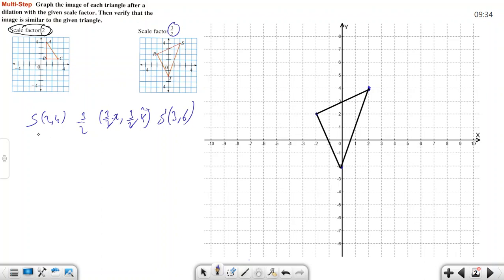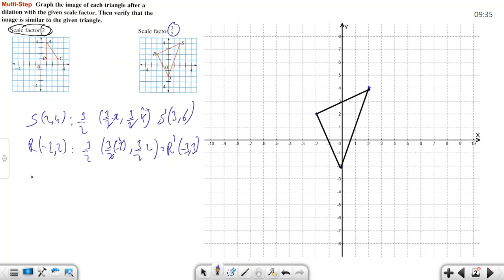Let's calculate R. The point R is negative 2, 2. Again, the scale factor is 3 over 2, and I need to multiply it with the coordinates. 3 over 2 multiplied by negative 2 is negative 3. 3 over 2 multiplied by 2 is 3. So the new R will be negative 3 and 3.